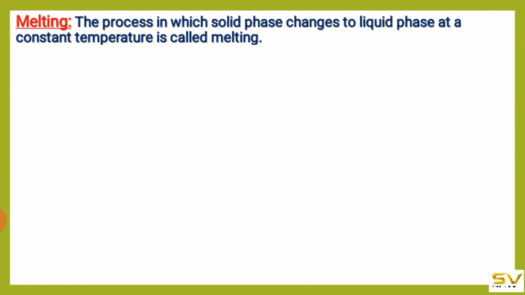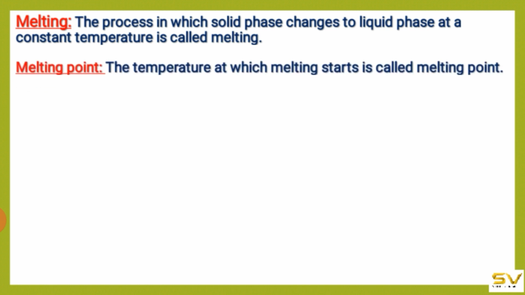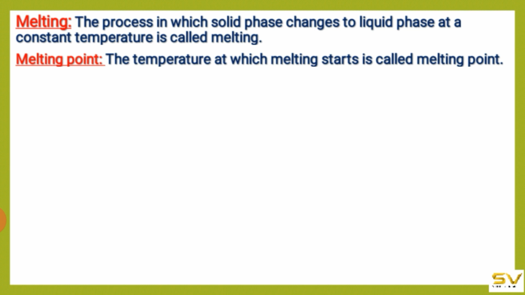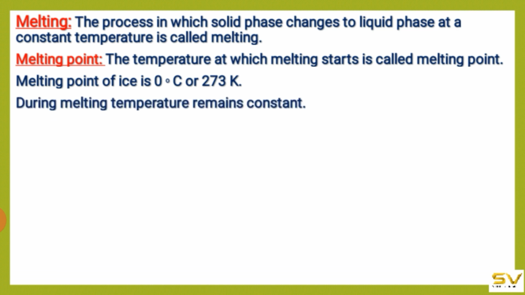Melting. The process in which solid phase changes to liquid phase at a constant temperature is called melting. The temperature at which melting starts is called melting point. Melting point of ice is 0 degrees Celsius or 273 Kelvin. During melting, temperature remains constant.